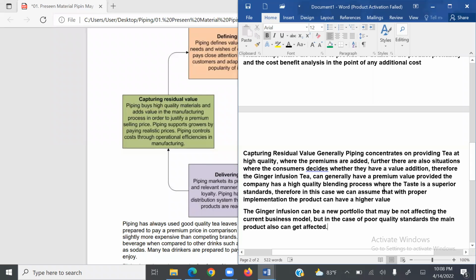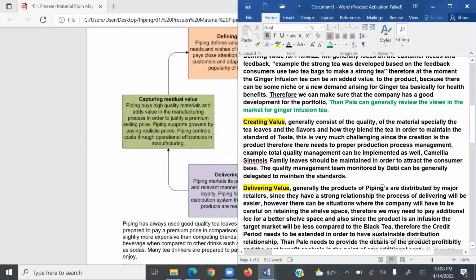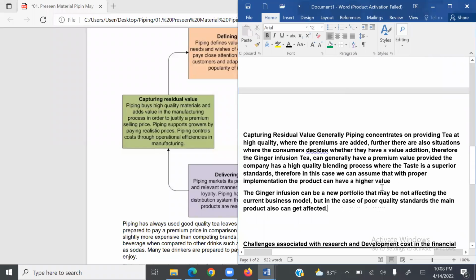So students, get this understanding very, very well. Now this is the business model, and there is a high chance, students, that you need to be very careful about the quality standard, because in the case of a poor quality standard, there is a high chance the product can get affected.